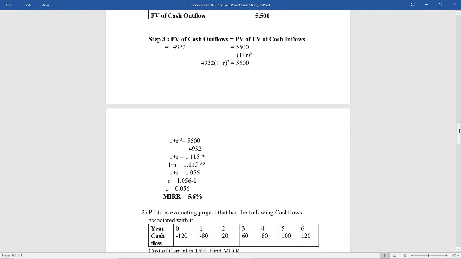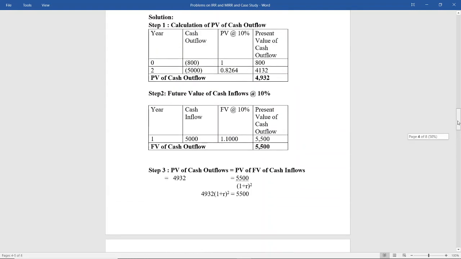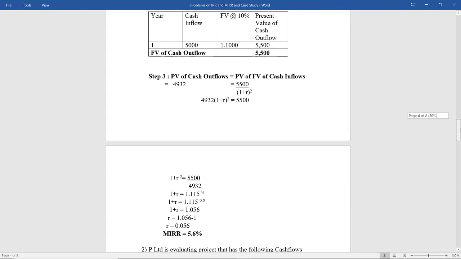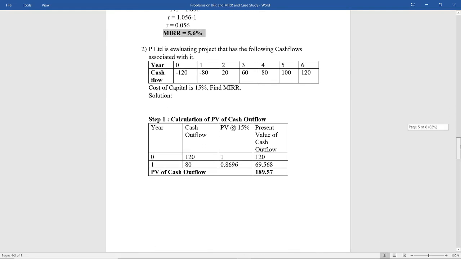Now step number 3, you are going to equate. Equate what? The present value of cash outflows with the future value of cash inflows. So step number 1, you write it here, 4932 is equal to step number 2, 5500 divided by (1 plus r) raised to n. Now what is n? n is given here as 2 years, correct? So equate it, solve this equation and you will get r. This r is nothing but the MIRR, which is 5.6%.